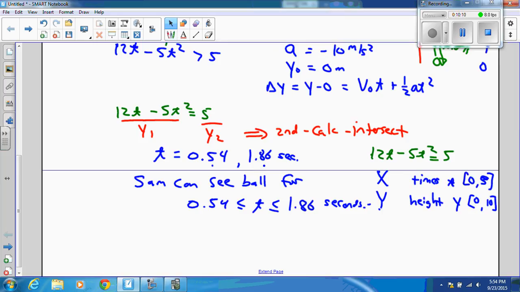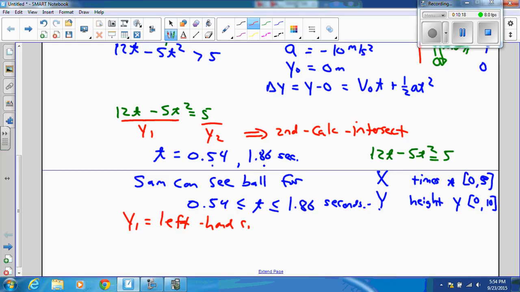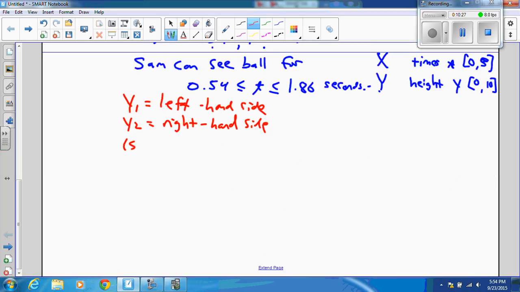So to summarize, the way in which we use calculators to solve equations is we let y1 equal the left-hand side. We let y2 equal the right-hand side. We set our window size. And we use second calc intersect.